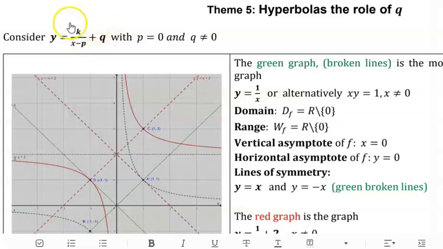Let us again look at the standard equation of the hyperbola. For the sake of this video, we're just going to look at the role of q, so we will consider p equal to 0. We will not do any horizontal shifts or look at p equal to a number other than 0. Let us do the algebra first.